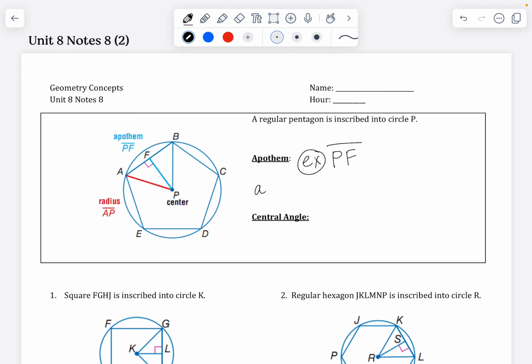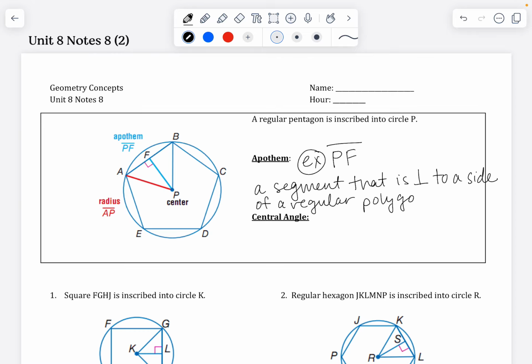It's a segment that is perpendicular to a side of a regular polygon from its center. Imagine you have a shape like this, like a pentagon. It's kind of like a radius. It starts in the center and then it goes to one of the sides and it's perpendicular to that side.